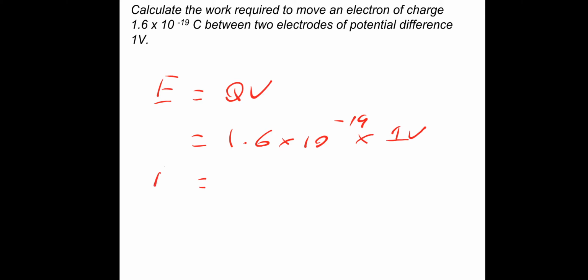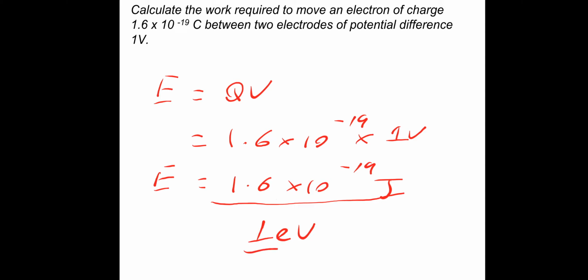Calculate the work required to move an electron of charge 1.6 times 10 to the minus 19 coulombs between two electrodes of potential difference 1 volt. If you want to have a go at this, please do. Work done, or energy gained, is charge times change in potential, so QV. The charge is the charge of the electron, so 1.6 times 10 to the minus 19 coulombs, multiplied by 1 volt. And that gives us a gain in energy of 1.6 times 10 to the minus 19 joules. You might think that's a strange question, but it's actually the definition of the electron volt, because that would equal 1 eV. Just a bit of revision. Right, let's move on.